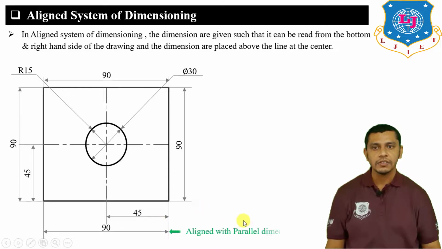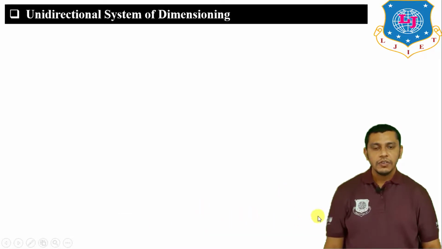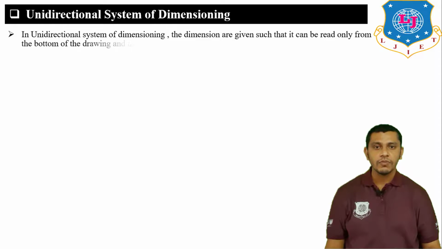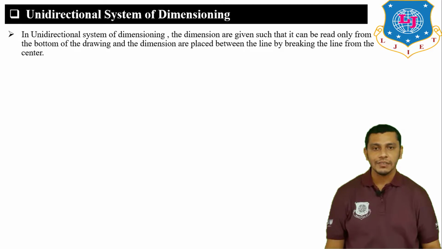Now move on to the next, unidirectional system of dimensioning. Unidirectional means only one direction. In the unidirectional system of dimensioning, the dimensions are given such that they can be read only from the bottom of the drawing, and the dimensions are placed in between the line by breaking the line at the center.